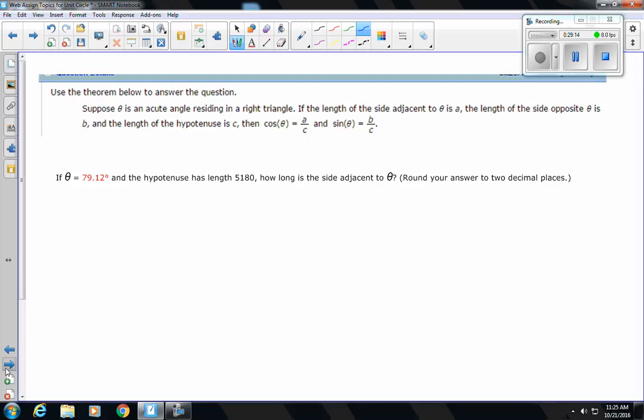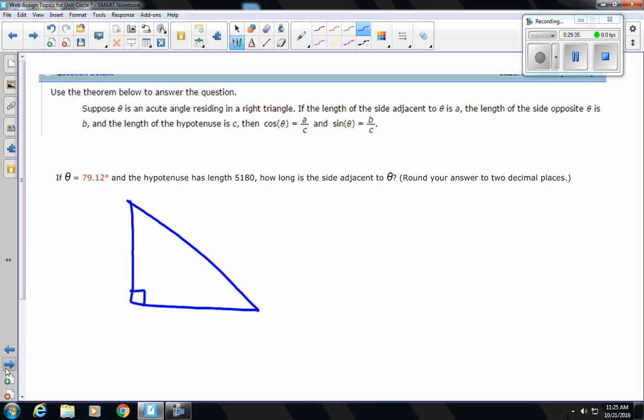If theta is 79.12 degrees and the hypotenuse is 5180, how long is the side adjacent? And it does say round to 2 decimal places. So the first thing we need to do is sketch the triangle. And we know it's right triangle trig, so we're going to make it a right triangle.